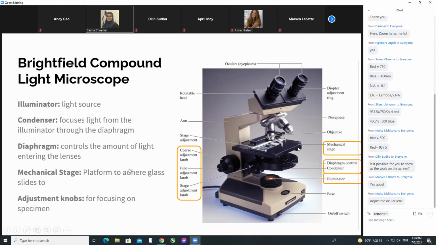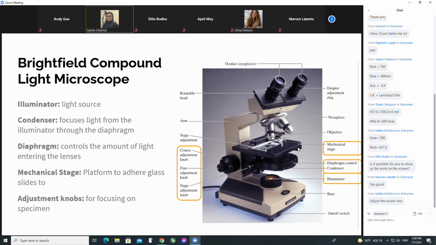Okay, so I guess the only thing that I would quickly go through regardless is the diaphragm, right? That is a mechanism built under the stage that controls how much light enters the stage. Right, so there's a little lever there that you manually control to increase and decrease the light. So you guys have used microscopes in lab.